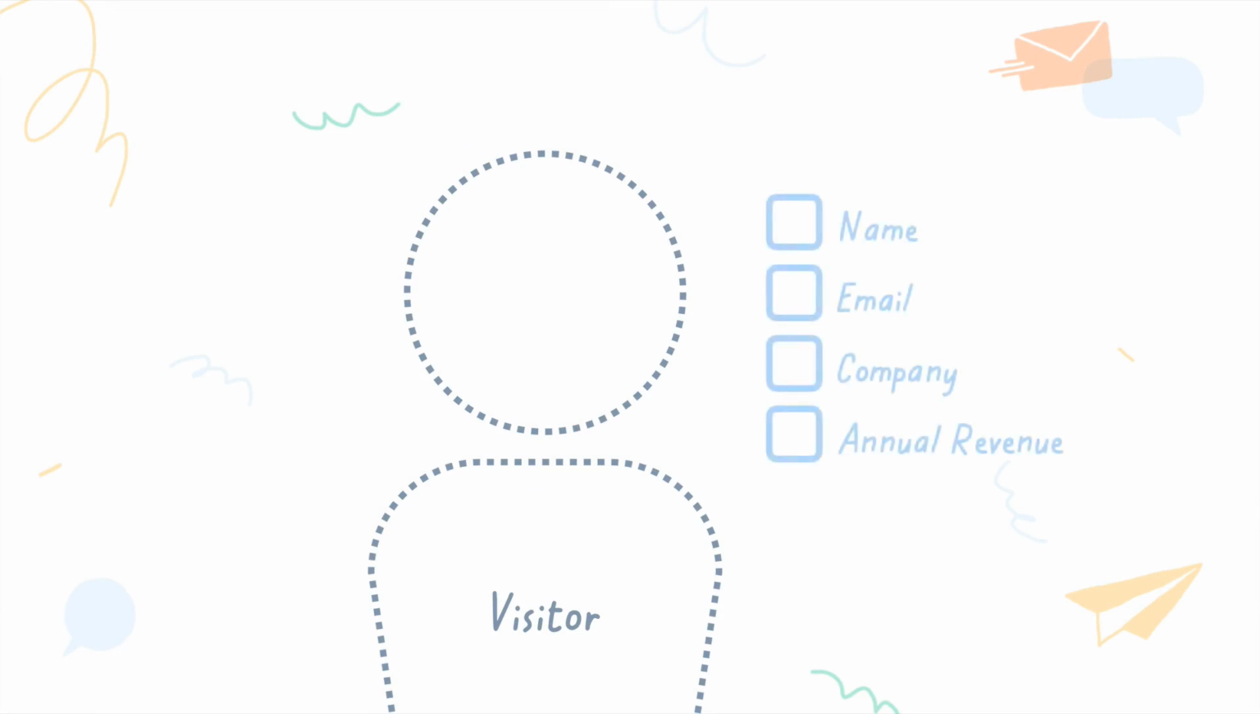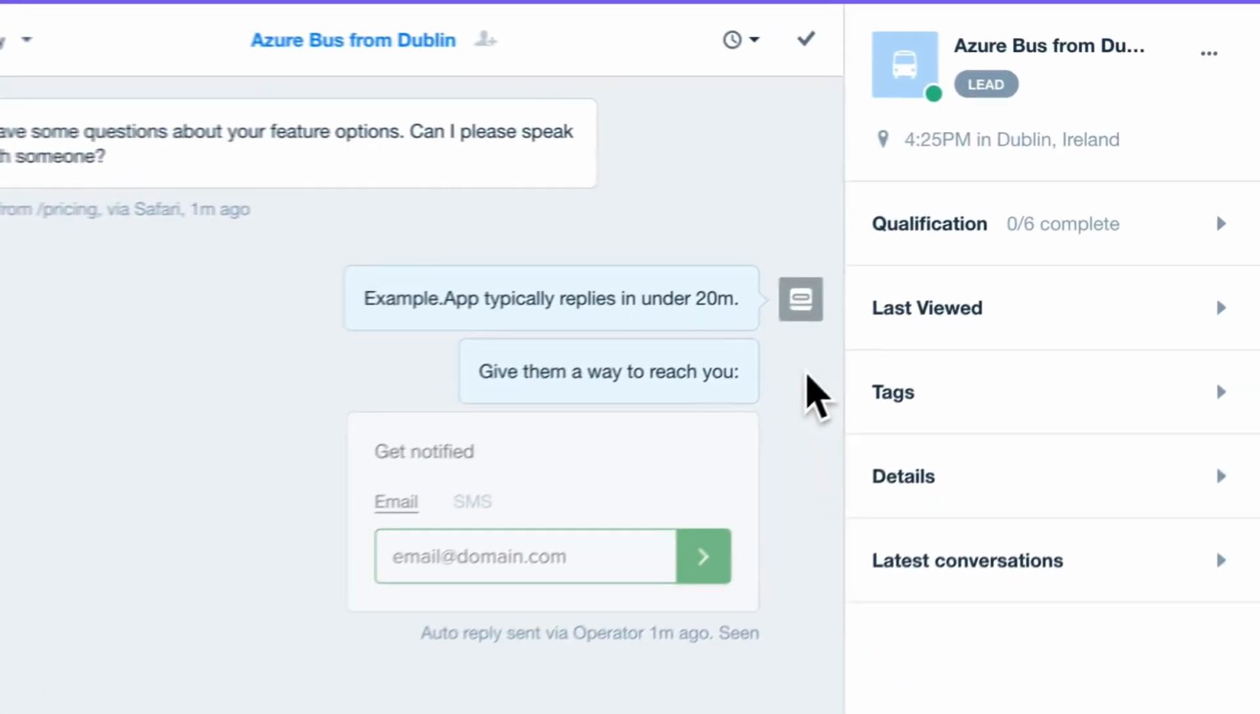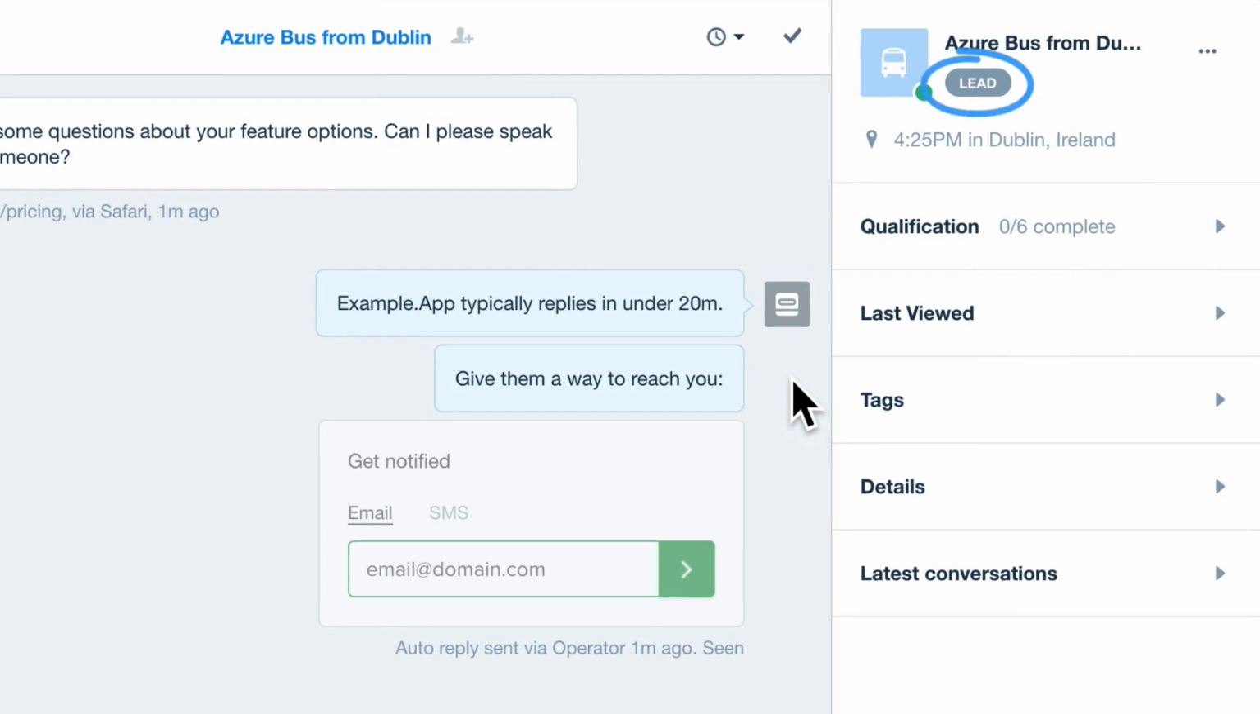While generating new leads is important for your business, qualifying those leads is crucial. With Intercom Respond, your team can quickly and collaboratively qualify prospects, freeing them up to focus on the biggest opportunities. When a visitor gets in touch with you, they'll automatically become a lead in Intercom.